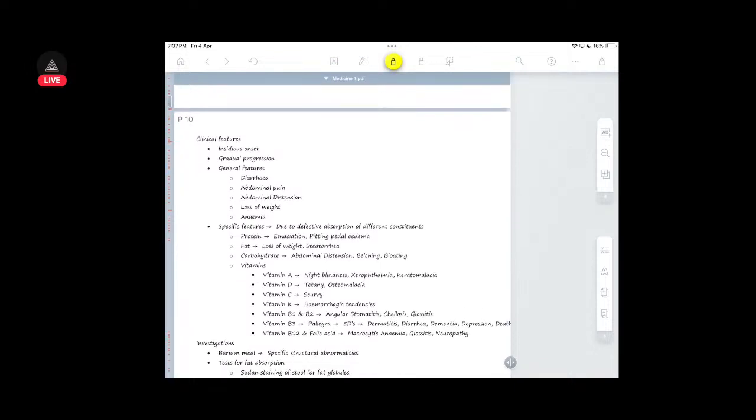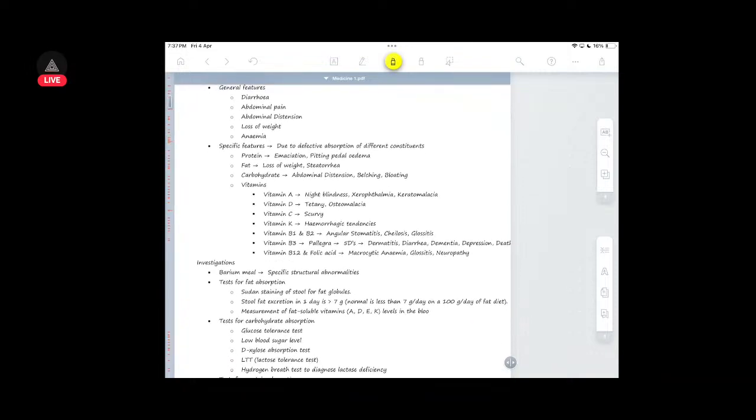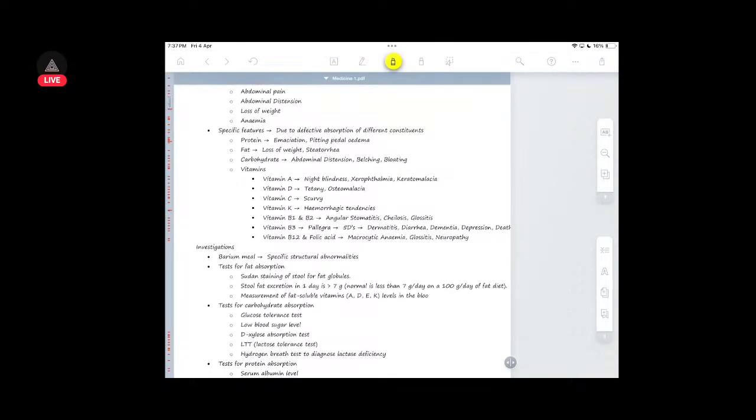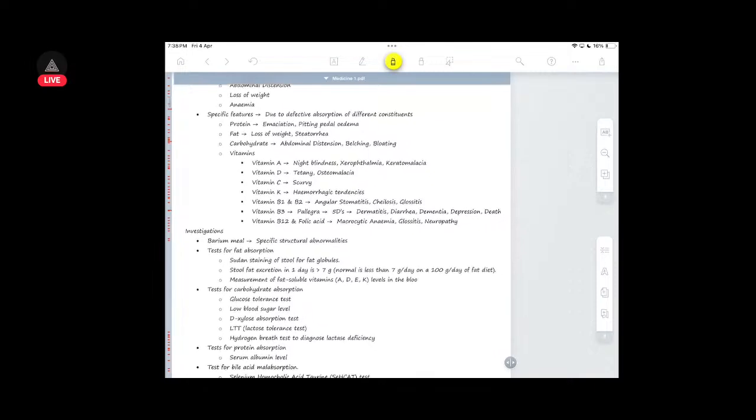So clinical features, you have insidious onset, gradual progression, general features of diarrhea, abdominal pain, abdominal distension, loss of weight, anemia is seen. Then specific features, due to defective absorption of different constituents: protein will lead to emaciation, pitting pedal edema. Fat will lead to loss of weight, steatorrhea. Carbohydrate will lead to abdominal distension, belching, bloating. Vitamins A, D, C, and K, vitamin B1, B2, B3, and B12, folic acid, all of them lead to their own respective features.